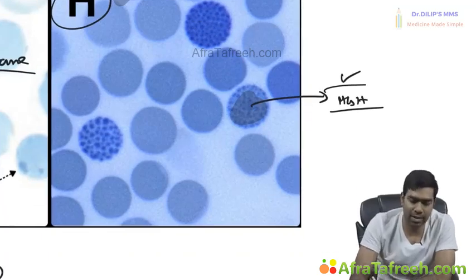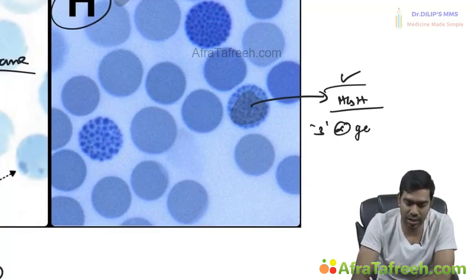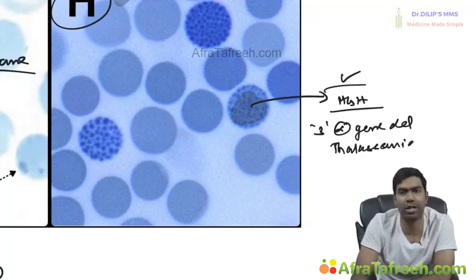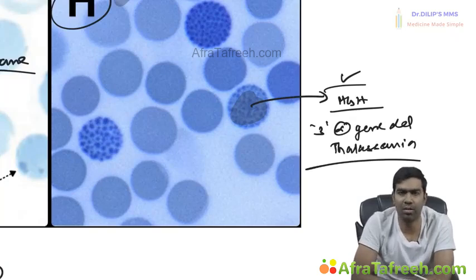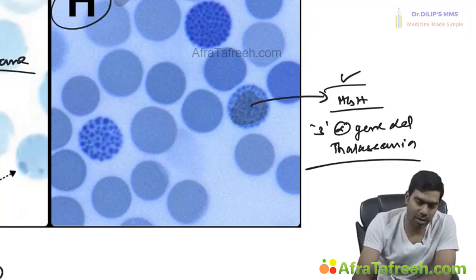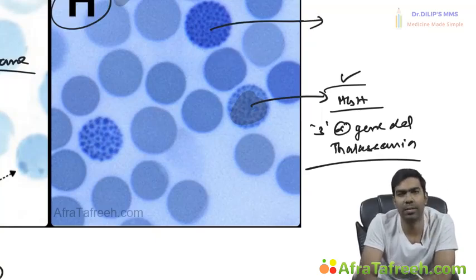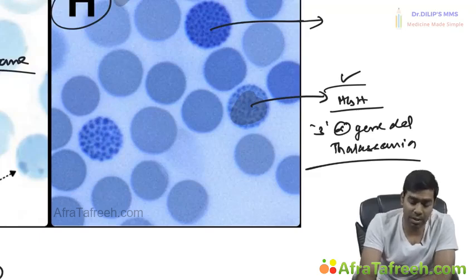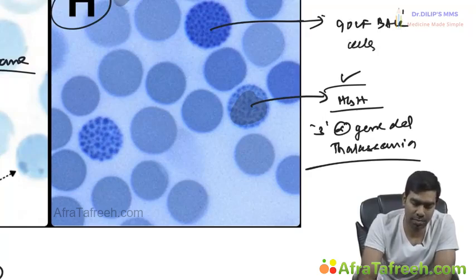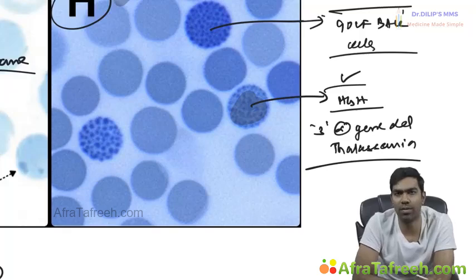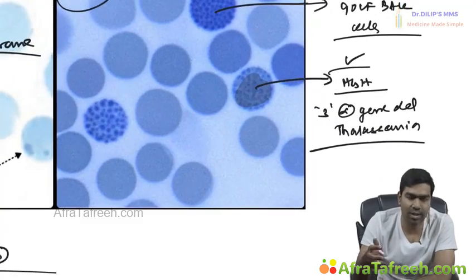So where will you see HbH disease? In 3 alpha gene deletions. Three alpha gene deletion thalassemia typically results in HbH. We have a separate, whole discussion on HbH disease in the thalassemia section, but right now I'm going to discuss only what the inclusion bodies in HbH are. These are HbH inclusions, the dot-like structures seen here. These cells are also called golf ball cells, because they have an appearance similar to that of a golf ball. That's why these are also referred to as golf ball RBCs. This is nothing but HbH disease, and this is due to inclusion of HbH.